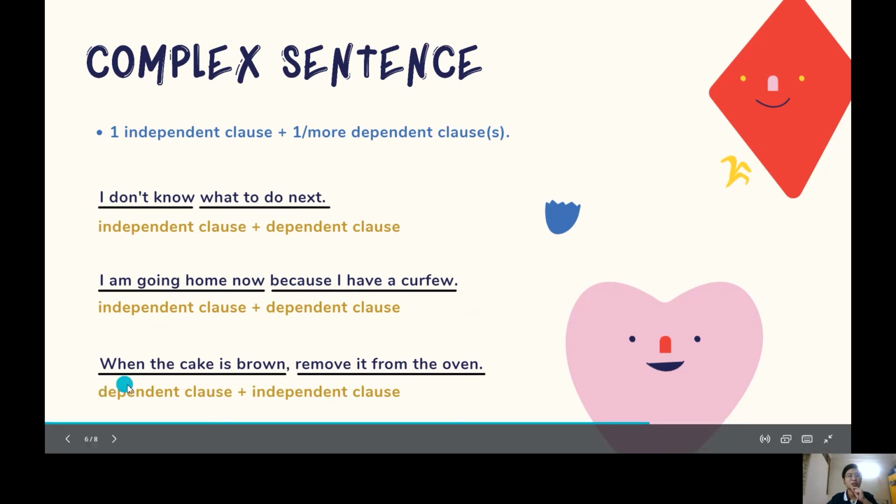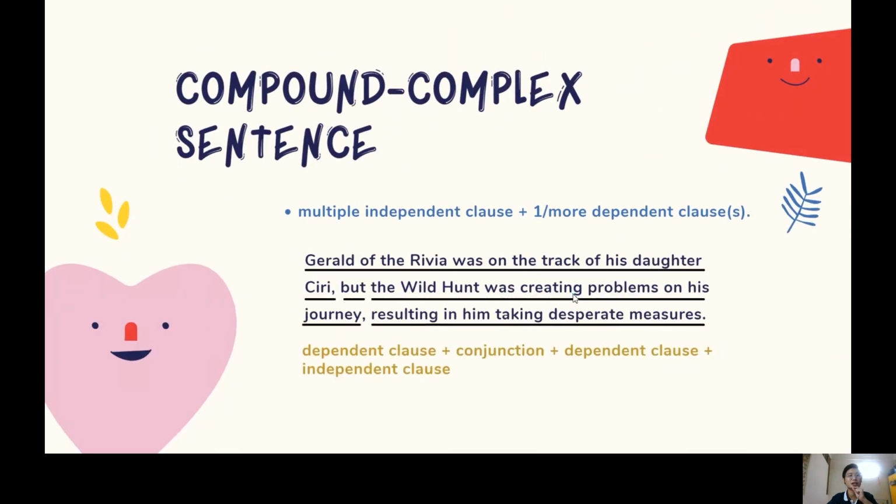So moving on to the next one, we also have: when the cake is brown, remove it from the oven. Dependent clause, independent clause. So for the final sentence of today, we have compound complex sentences. Now these sentences consist of multiple independent clauses with one or more dependent clauses.